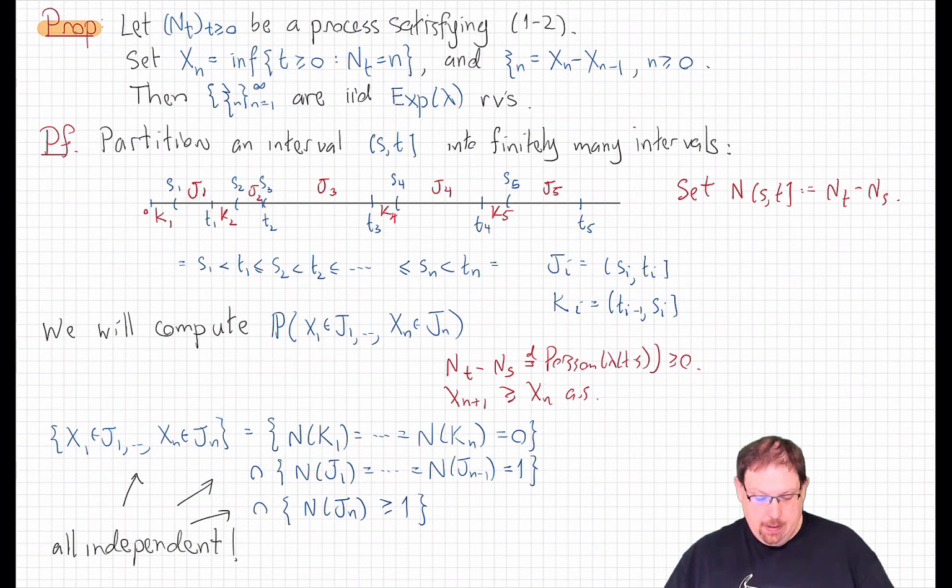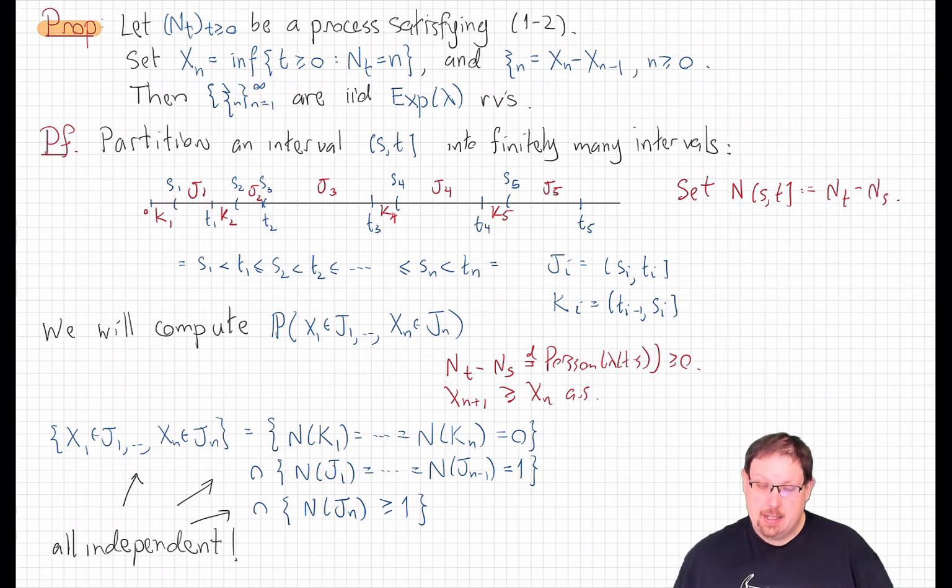in J2? That means that the process jumped to height 1 somewhere in between S1 and T1, which means that from 0 up to S1, it was 0. So that says that the increment N of S1 minus N of 0 is 0. That is, this is 0. And it also means that the increment of the process between S1 and T1 here is 1, because I got a jump from 0 up to 1 in that interval.